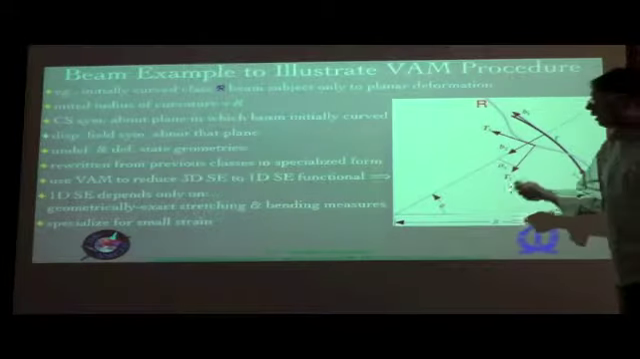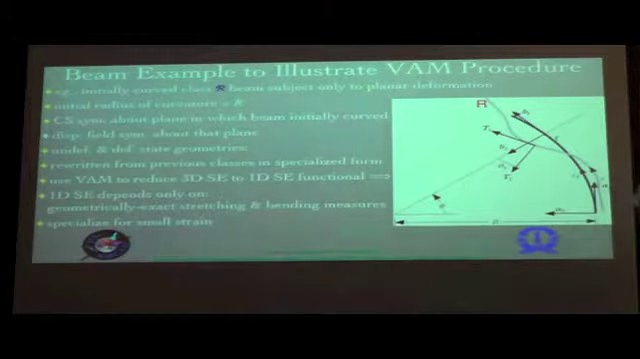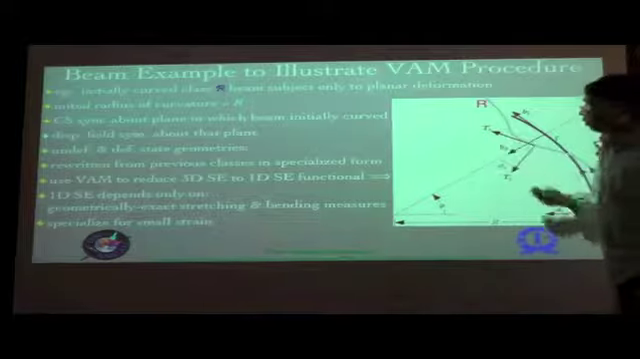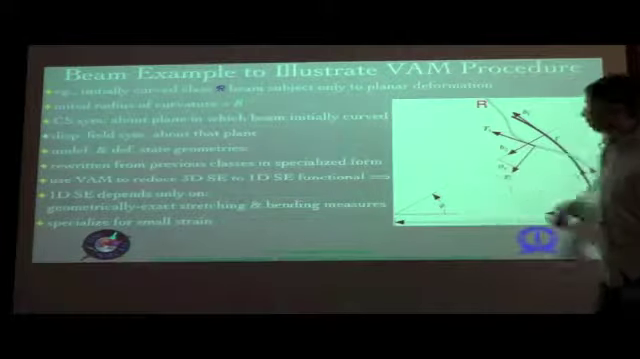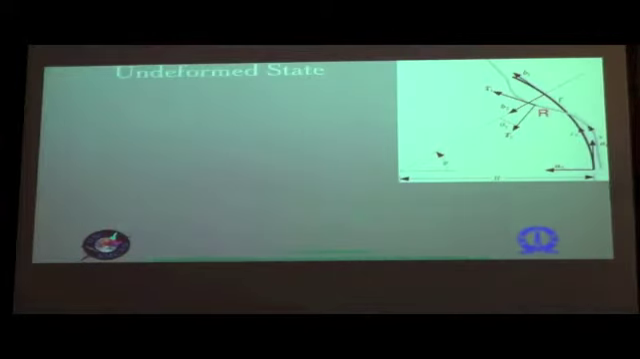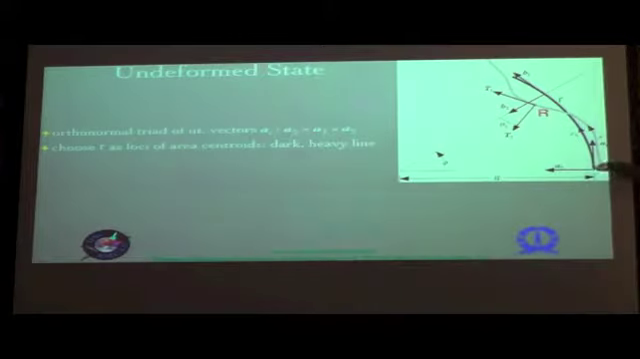Then we specialize again for small strain. This is standard for everything that we do throughout this course, so there's nothing new in that. Then we go to the undeformed state. We'll rush through these things because they are very similar to what we have done before. First of all, you have this orthonormal triad, A1, A2, A3. A1 and A2 are shown in this picture. A3 is not shown because it's perpendicular to the plane of the figure.